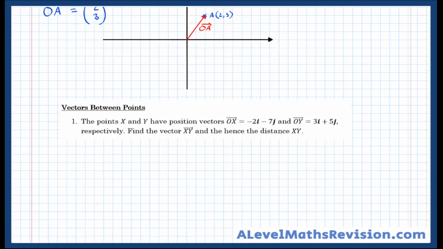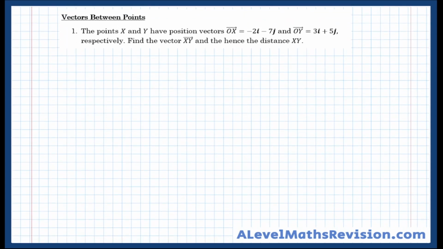So now taking this concept of position vector, i.e. how to get to a point from the origin, we'll have a look at this question. It says the points X and Y have position vectors OX is (-2, -7). I always like to write them in column format. I find it easier to work with. OX is (-2, -7). And OY is (3, 5).